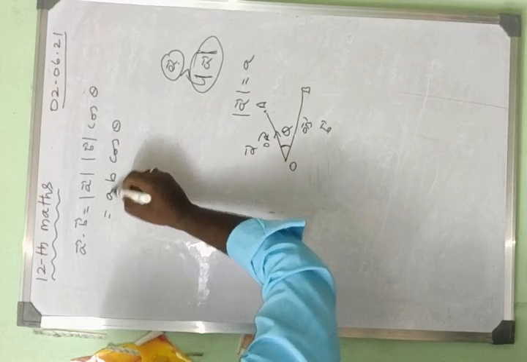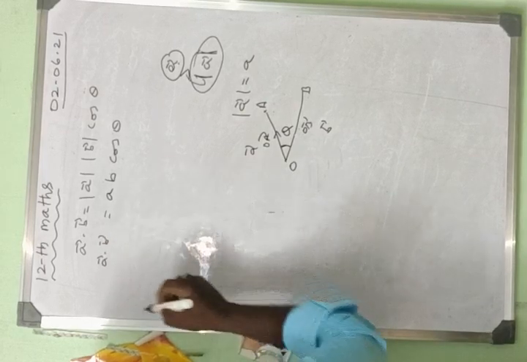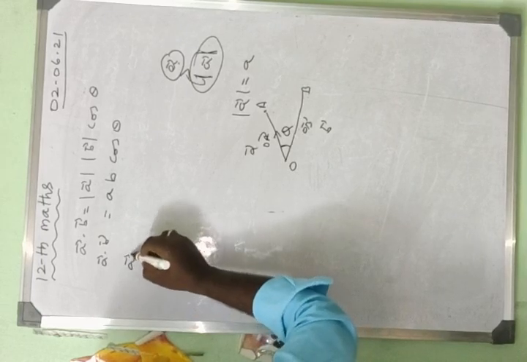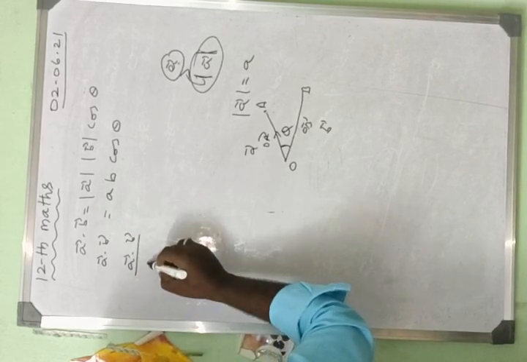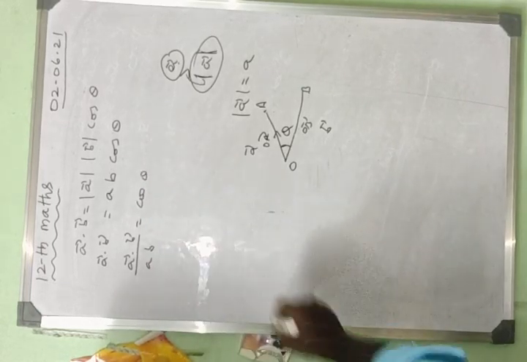So first, we put the A B value on the left side. We already have vector A dot vector B. Next, the A B changes to the left side, so vector A dot vector B divided by A B is equal to cos theta. We want only the theta value.